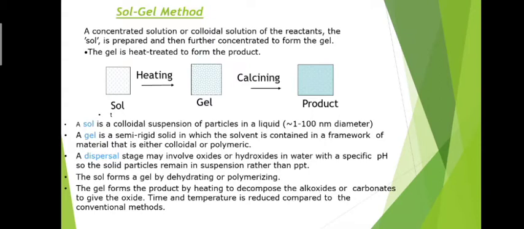A dispersal stage may involve oxides or hydroxides in water with a specific pH, so the solid particles remain in suspension rather than precipitating. The sol forms a gel by dehydrating or polymerizing, and the gel forms the product by heating to decompose the alkoxides or carbonates to give the oxide. And the time and temperature are reduced compared to the conventional methods.